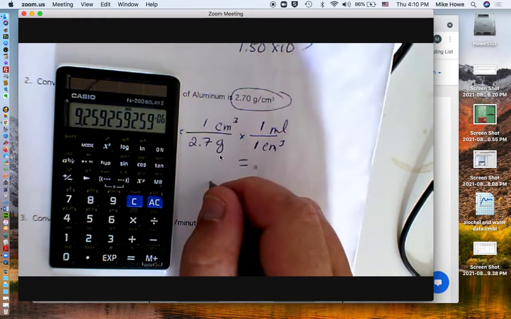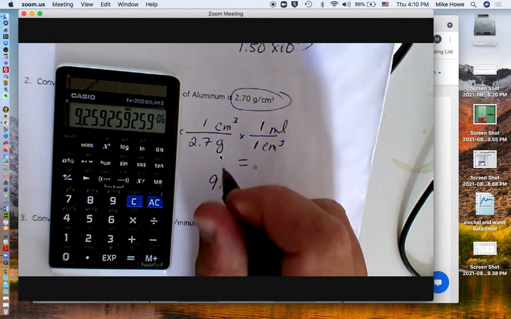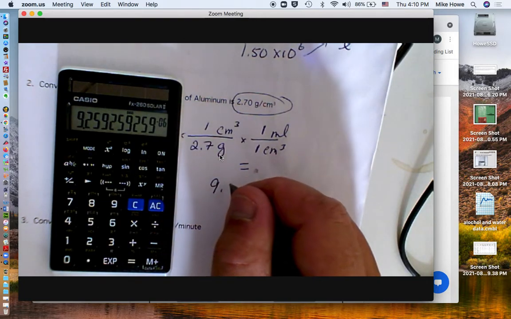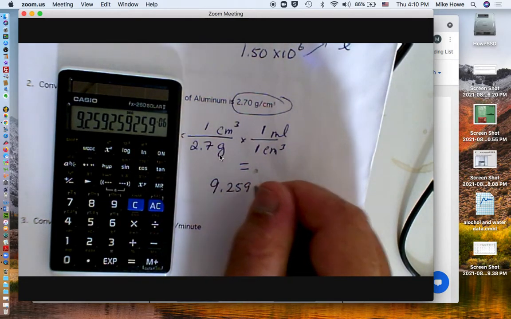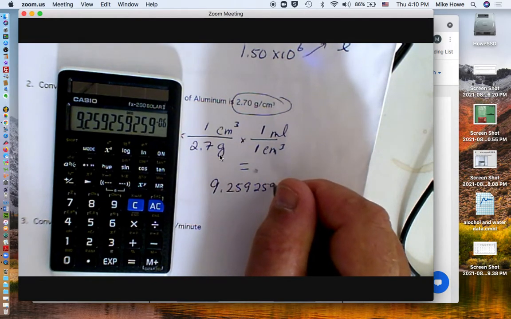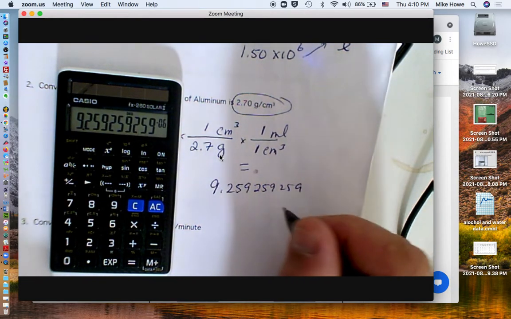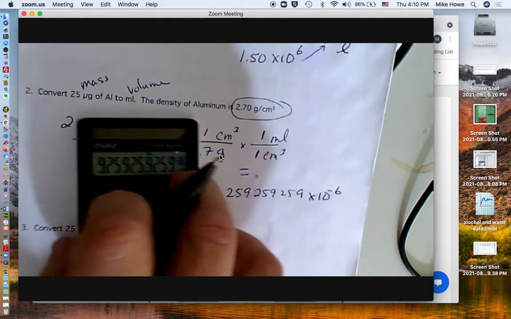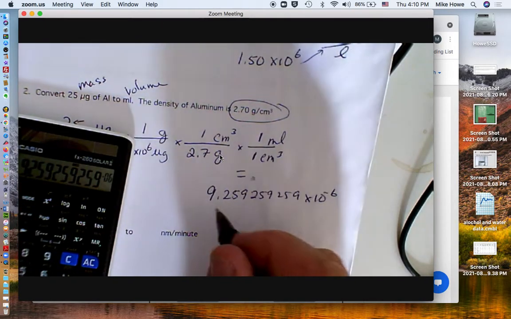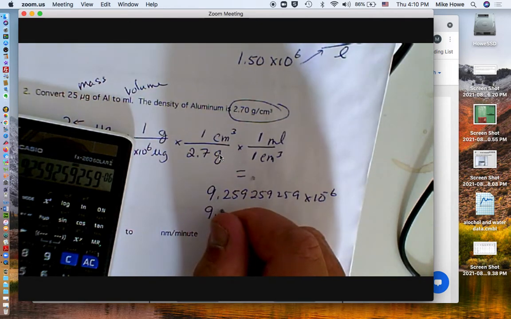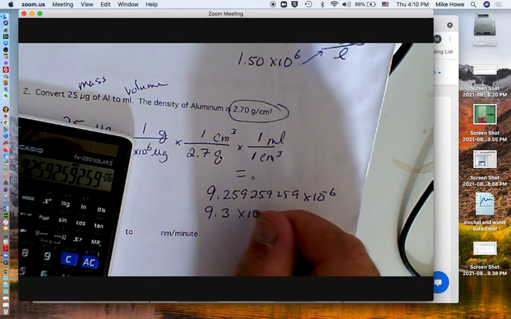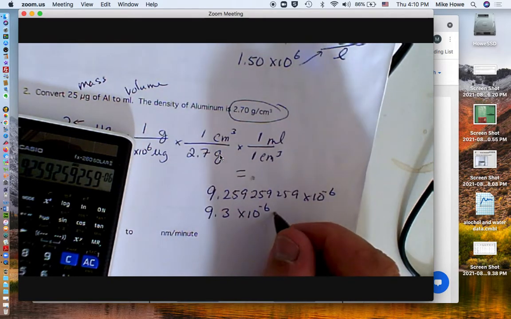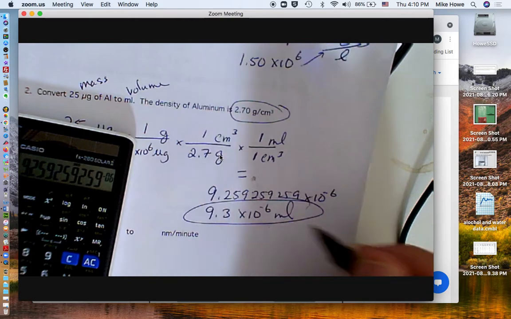9. This calculator actually gives it to us in scientific notation. You can see there times 10 to the negative 6. So 9.259259 times 10 to the negative 6, which is way too many sig figs. But if you look back here, there's only 2. So you have to call this 9.3 times 10 to the negative 6. And the units would be milliliters. And that was the answer to the second one.